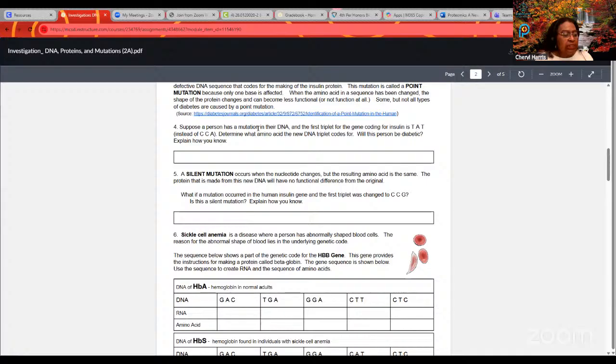All right, she said it's AUA. So this is what you should have in the box. You need to first tell me what you're translating it to, and then you're going to tell me what the amino acid is, which is ILE. All right. So notice that's different from the glycine that it's supposed to make.